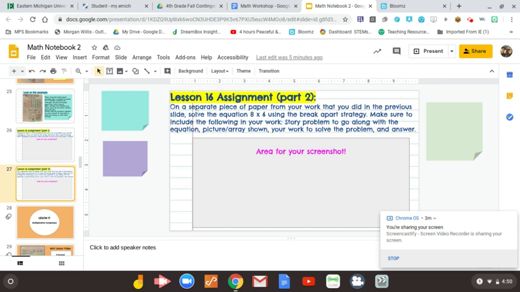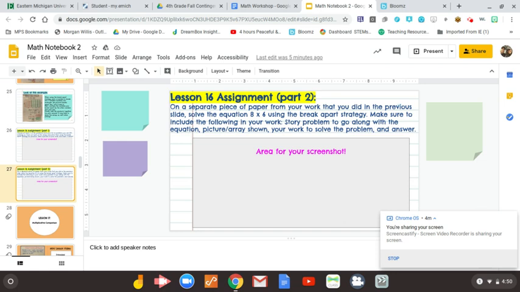This one says on a separate sheet of paper, from your work that you did in the previous slide, solve the equation 8 times 6 using the break apart strategy. There's a couple of things I want you to include for this one problem. Make sure to include the following in your work: a story problem to go along with the equation. What would be a good story for 8 times 6? You can use story problems that we've used already in the past. Think about buying fruit from the store, or groups of things. Just see if you can come up with a story problem for 8 times 6.